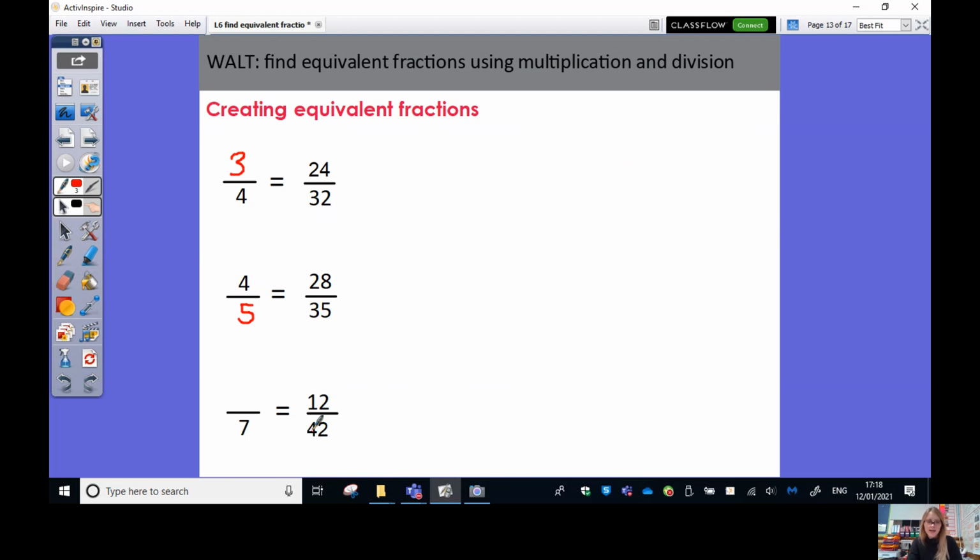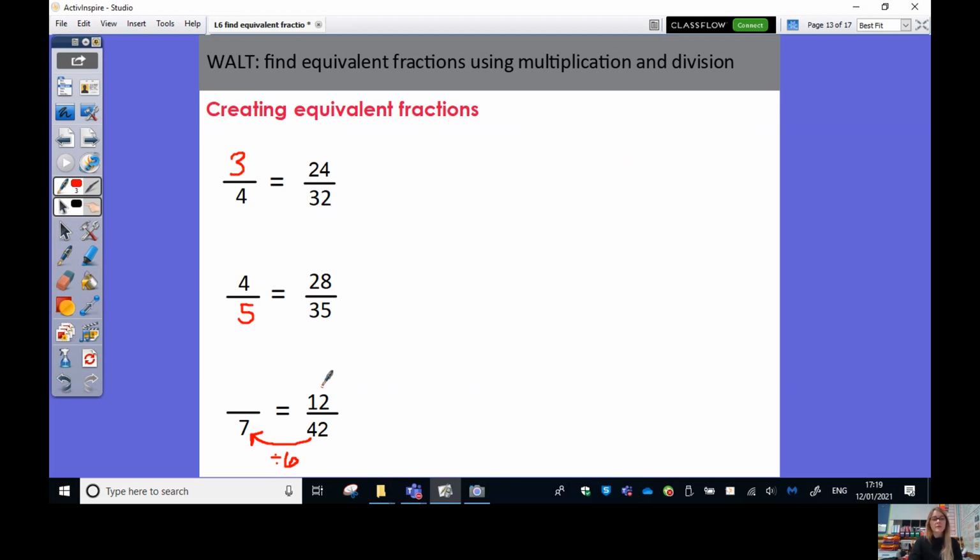Okay, hopefully you've had a go at that. So let's have a look. So 42 and 7 are the 2 numbers that I have on my denominator. I'm missing my numerator. So I need to do 42 divided by 7. 42 divided by 7. So that is 6. Well done if you managed to get that. So 42 divided by 6 equals 7.